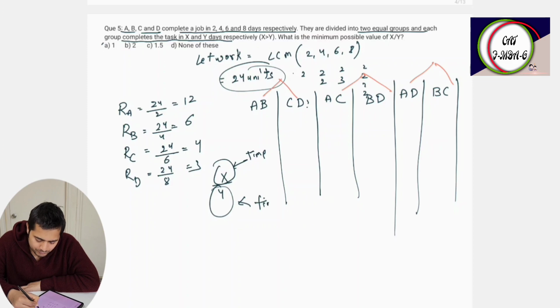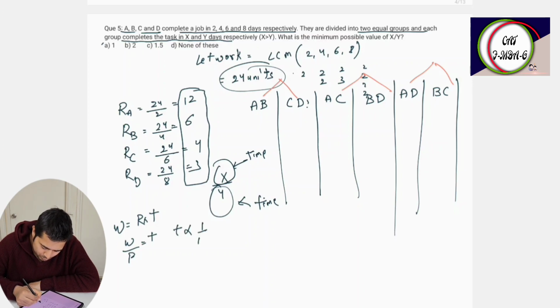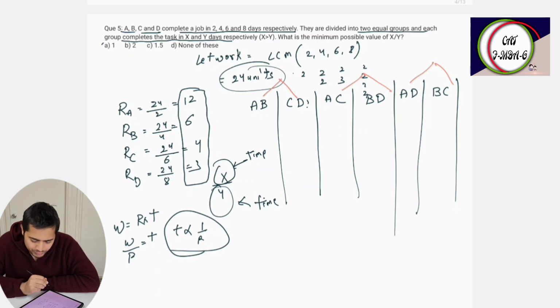And we are calculating the rate. So work is equal to rate into time, so work by rate is equal to time. So time is inversely proportional to rate. Got it? Remember this thing.